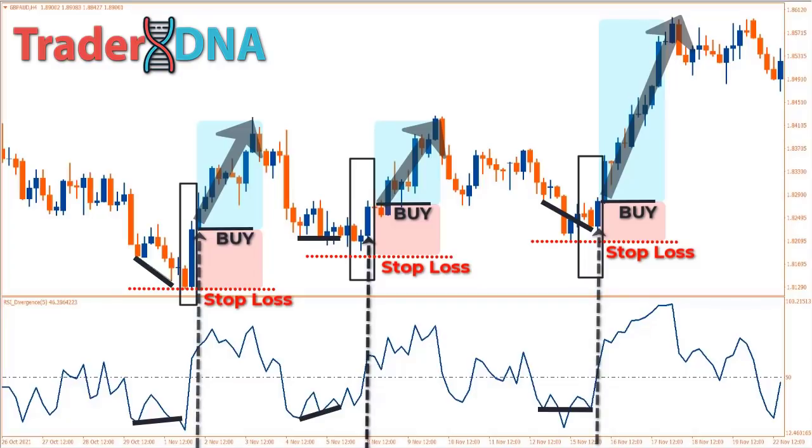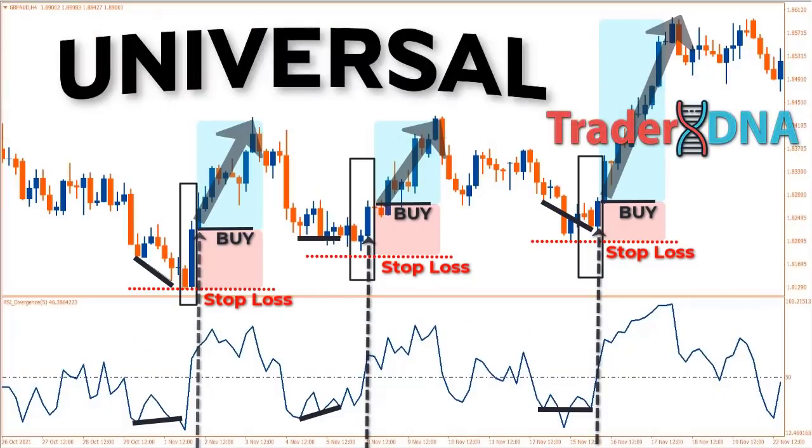The best part is, divergence is universal. It works in many markets across all time frames. So using RSI divergence indicator to find exhausted trends helps to improve the odds of a reversal trade. It generates less signals but very high accuracy.